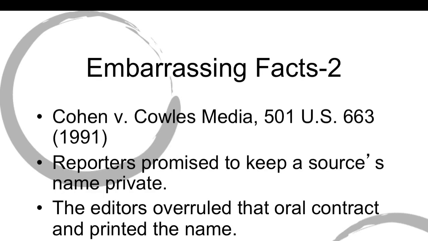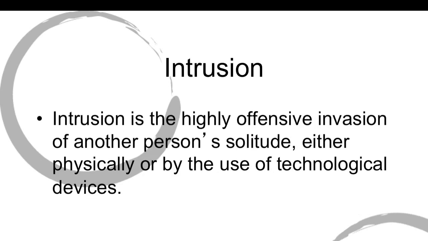Other cases involving embarrassing facts: 1991, Cohen v. Cowles, and this is one where it also affects confidential sources. The reporters promised to keep a source's name private. The editors overruled that oral contract and printed the name. And the Supreme Court agreed with the source who sued that the individual had violated his privacy. So be careful when you make those contracts on what you're going to do with the information and the name of sources. So be careful.